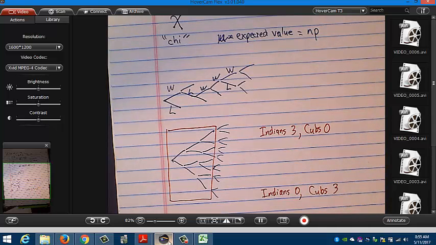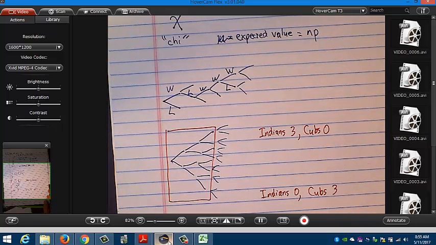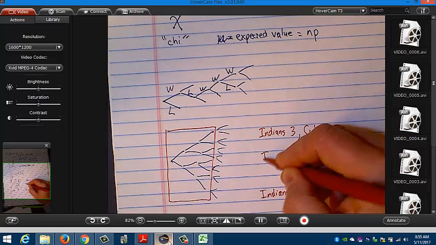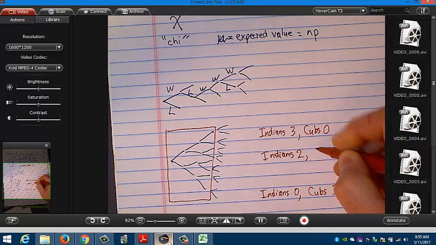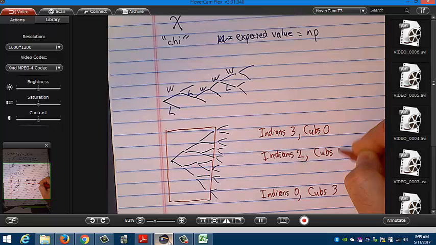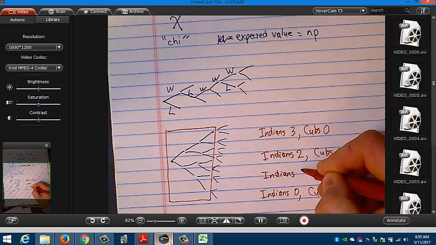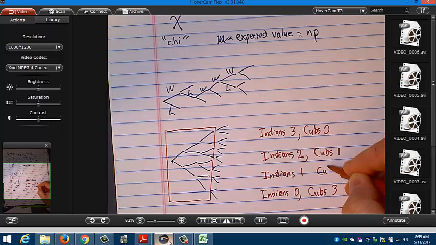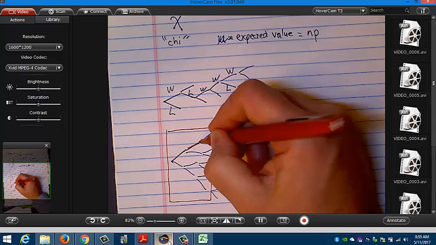By the way, it was not either of those, was it? Does anyone remember what it was? It was 3-1, right? Well, eventually it was 3-1, that's right. At the time, it was Indians 2, and then we did win the next game, you're right, Cubs 1. Or it could be Indians 1, Cubs 2. Right? Now, there are 8 paths here.